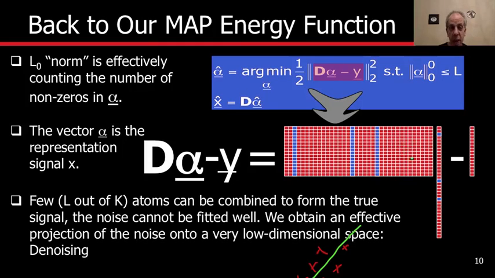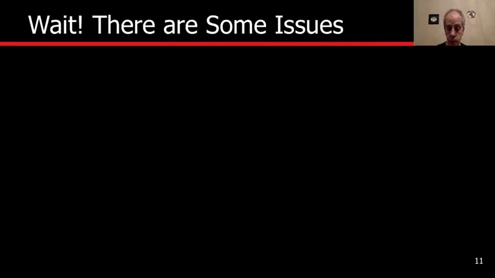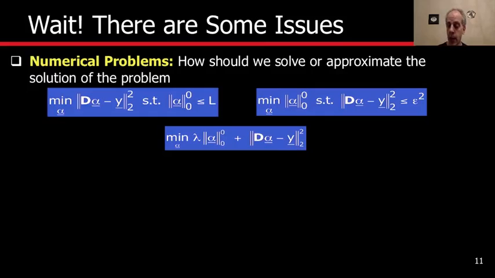In order to represent the noise, we would need many additional atoms, and that's why we are restricting alpha to be sparse. Now, are we done? We're only at the very beginning of this week, so for sure, we're not done. Let me illustrate a few of the problems that we still need to solve.